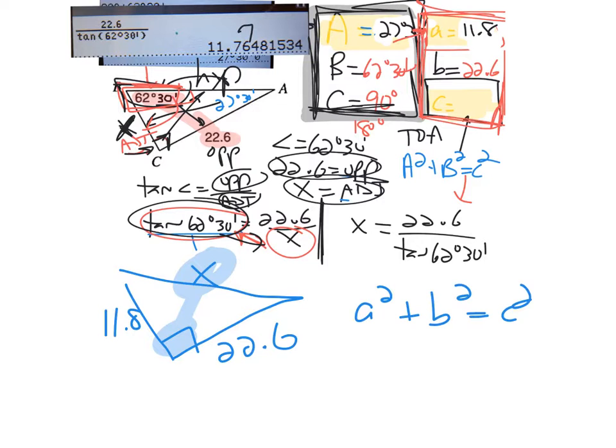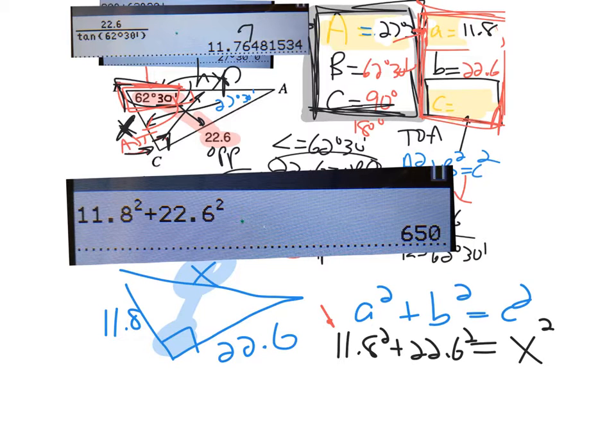So in this case here, the hypotenuse is going to be x. So I'm going to do 11.8 squared plus 22.6 squared equals x squared. And I'm going to simplify this left-hand side on my calculator. So here I'm going to have 650 equals x squared. And now to solve for x, I'm going to take the square root of both sides.